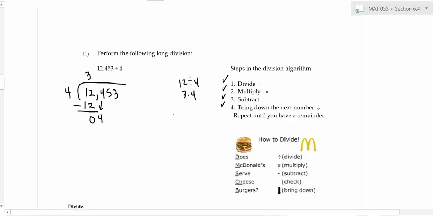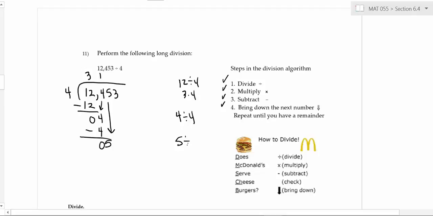So we do 4 divided by 4, which is 1. So we put the 1 there. Then we multiply. 1 times 4 is 4. Then we subtract, and we get 0. Then what do we do? Bring down the next number. Okay, then we start over again.